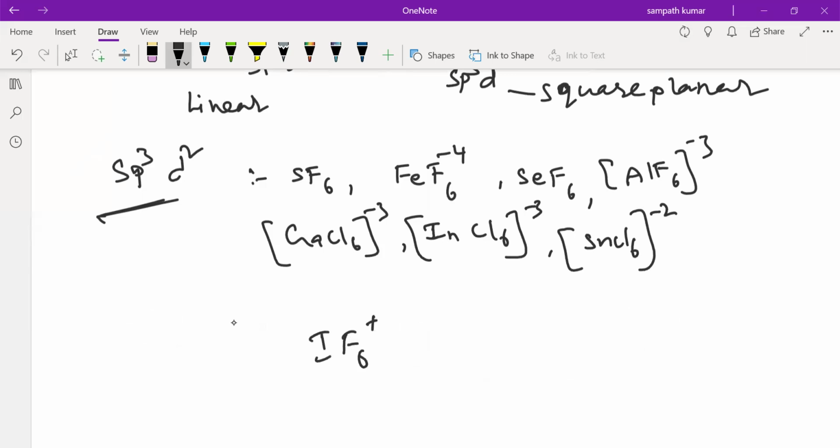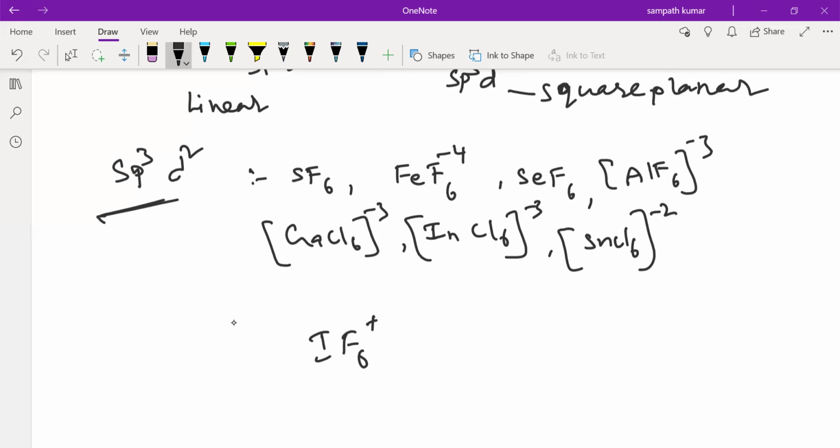IF6 plus: what hybridization is it? Octahedral. Why octahedral? Iodine has 7 valence electrons, losing one electron gives the plus charge, leaving 6 valence electrons. With 6 fluorides bonded, the hybridization number is 6, sp3d2, octahedral geometry.